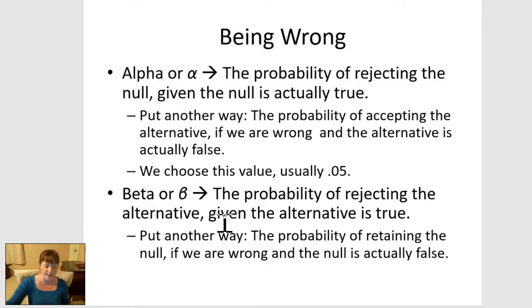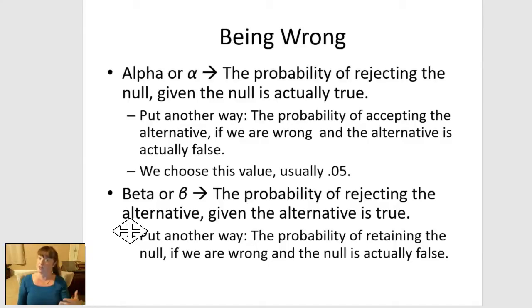There are only two mistakes you can make, right? You can either reject the null and be wrong. The probability of that is alpha. Or you can fail to reject the null and be wrong, and the probability of that is beta. No matter what decision you make, you might be making a mistake. If you choose to reject the null, there's some probability that's a mistake, and the null is actually true. The probability of that is alpha. You get to pick it, usually 0.05.